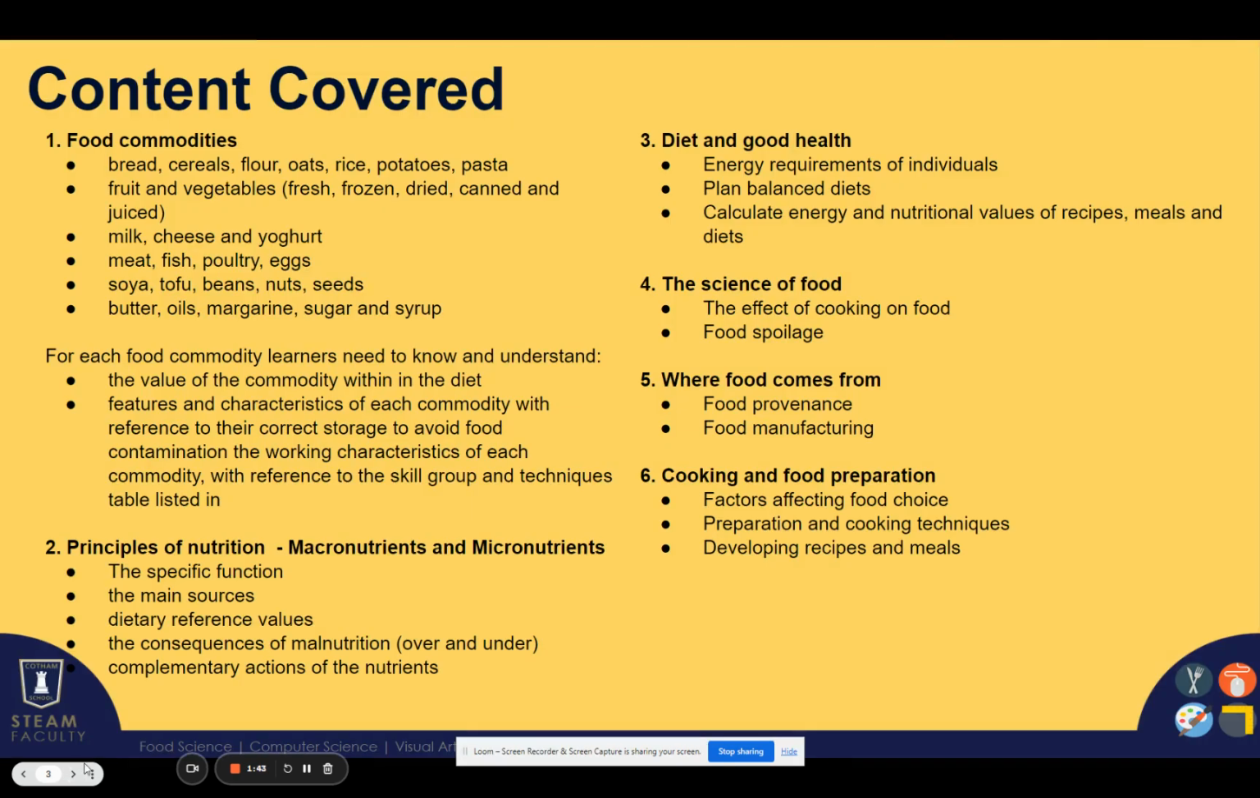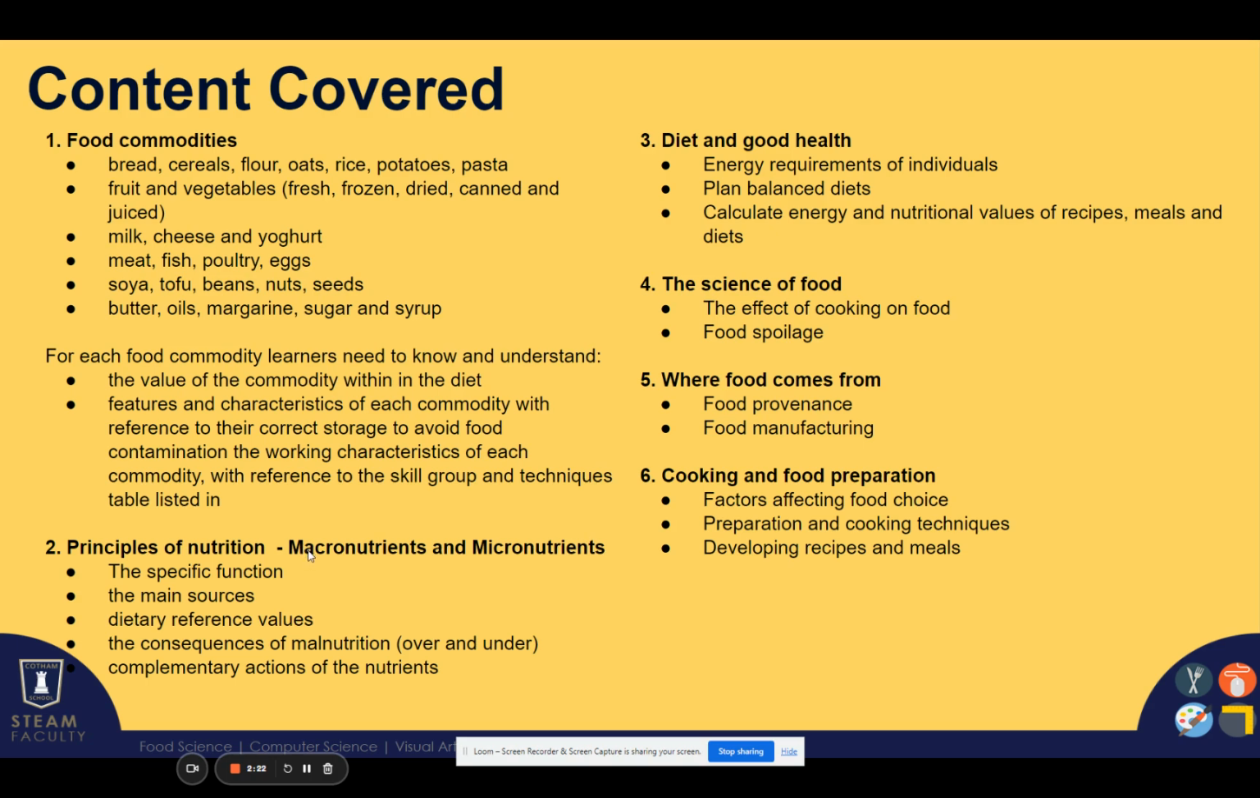So this is the examination content which is covered, and you can see at the top we cover all the main food groups. And through this, the principles of areas 2, 3, 4, 5 and 6 are applied. So in terms of the actual food commodities and food groups here, the students now have to know the nutritional value of those food groups, the features and characteristics of each commodity, with reference to how they should be stored, how they behave when they're cooked, so this is the working characteristics, and how different skill groups and techniques can be applied to each food group.